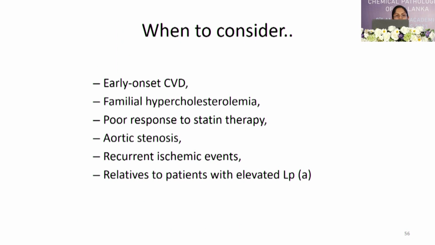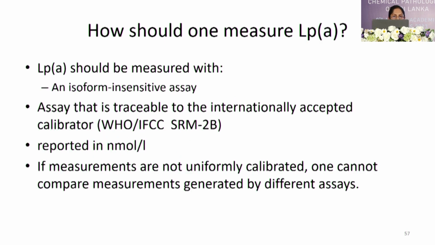So, as I told you, we should consider lipoprotein little a in early onset. If the patient is very young, we should consider that. And in familial hypercholesterolemia, we should consider that. Poor response to statin therapy. And there are few other indications for lipoprotein little a testing, but not in all the patients.